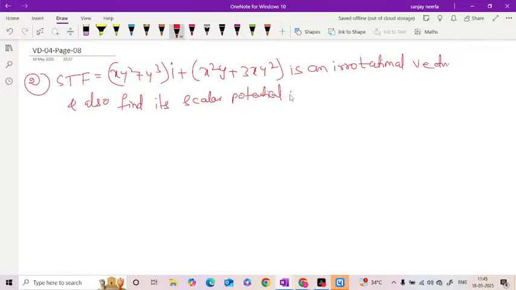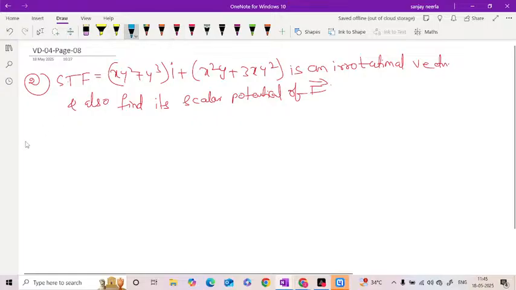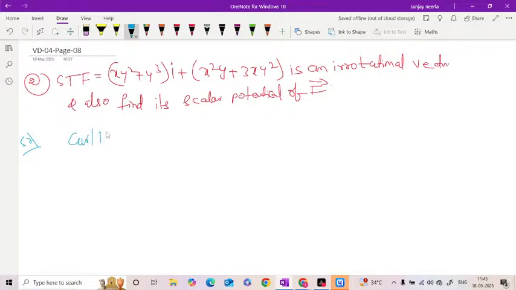So the potential of this f. Okay, anyway, first of all we will verify. What is the verification? Now we have to prove that curl f is zero. So curl f, I am writing directly. What is the curl f?